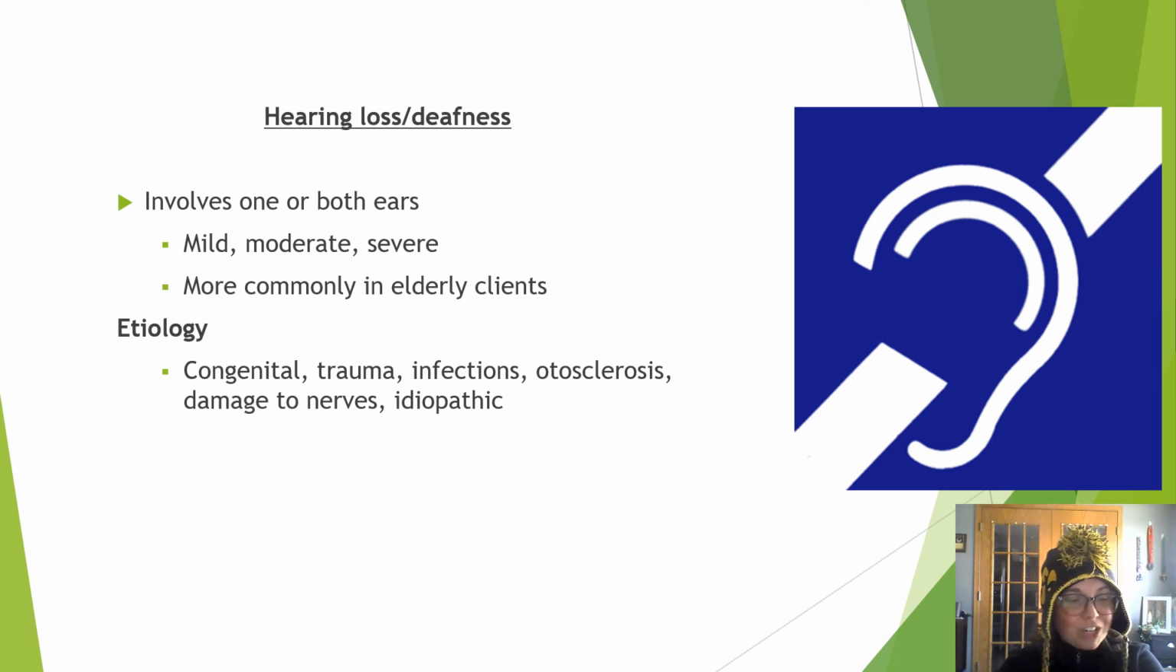Okay, last disorder is hearing loss or deafness. This can involve one or both ears. There's many forms of this disease. It ranges from mild to moderate or severe. It is more commonly seen in elderly clients. Deafness or hearing loss can happen if the patient is congenitally predisposed, if there was trauma or infections, osteosclerosis, damage to nerves, and also there's always the unknown reason, which would be idiopathic.